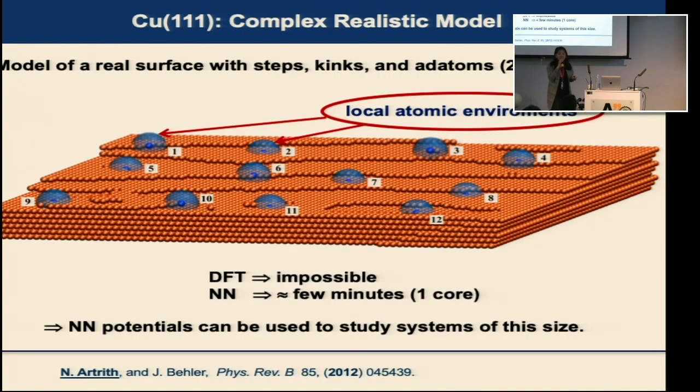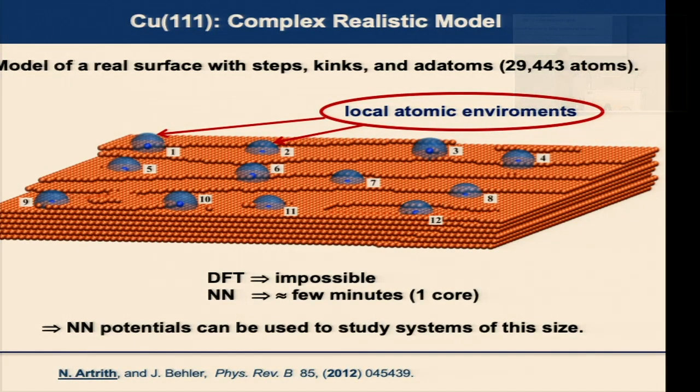We also use neural network potentials to look at complex surfaces, such as this structure with around 30,000 atoms and many different types of environments. If we would like to predict the energy or get information by DFT, this is quite difficult, right? But with the neural network potential that we have, we use a few minutes on only one core of your laptop to predict or run simulations for this kind of system size.